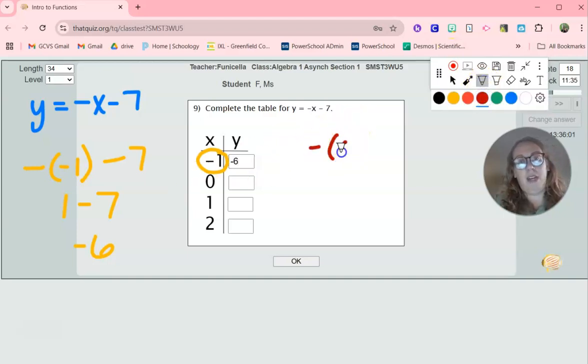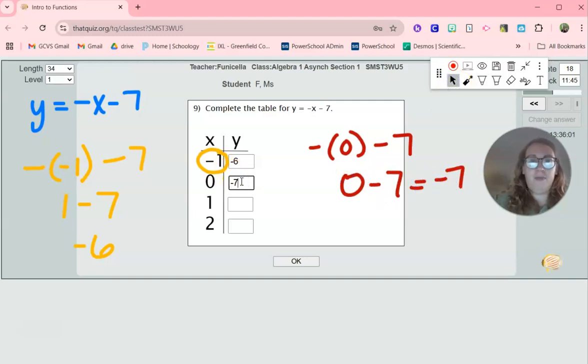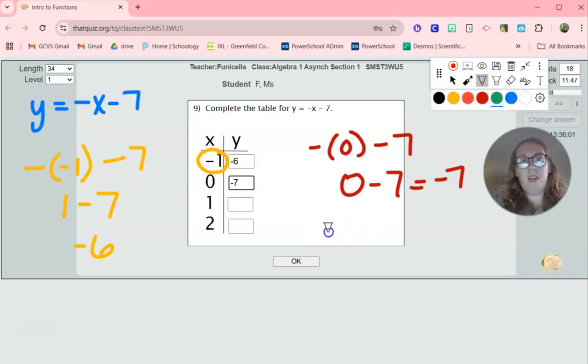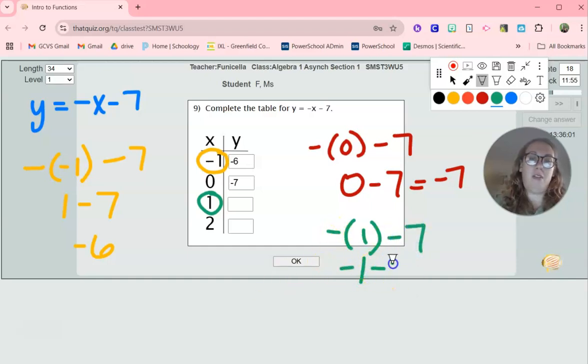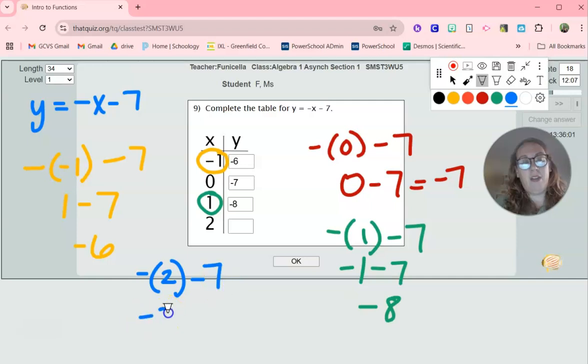When I plug in a 0, negative 0 minus 7. There's no such thing as a negative 0, that's just 0 minus 7, which is negative 7. Our next one is negative 1 minus 7, which gets us negative 8. And then finally with 2, we have a negative 2 minus 7, which is a negative 9.